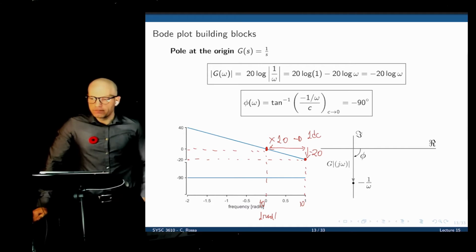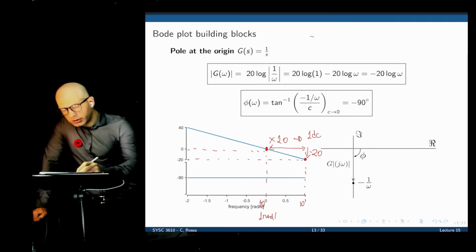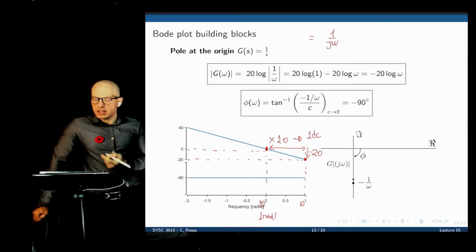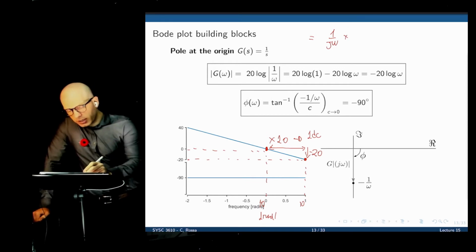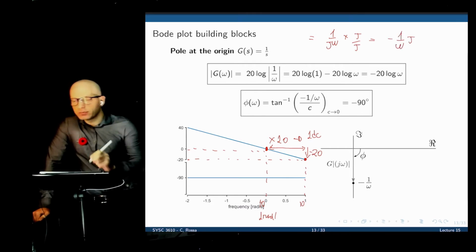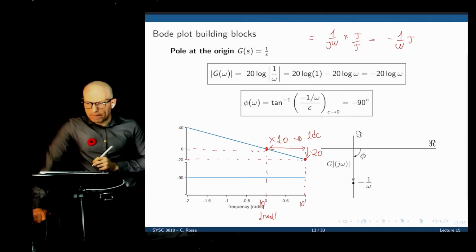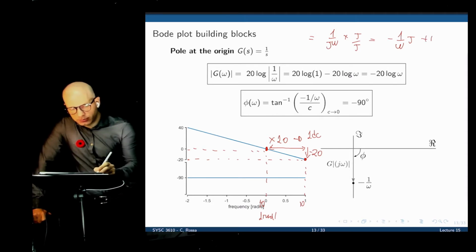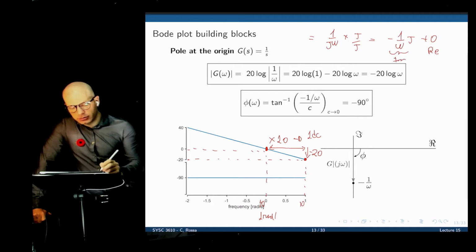Professor, could you please explain the phase one again? Yeah, so the function we are dealing with is 1 over j omega. Right, 1 over s is j omega. Multiply this by j and by j, we are left with negative 1 over omega j plus 0. Now this is the real part. This is the imaginary part. We can now plot it.